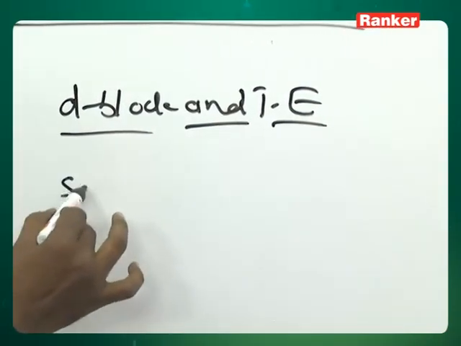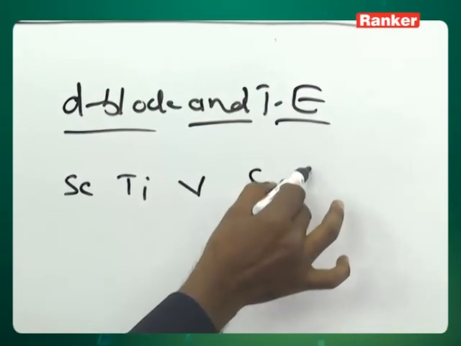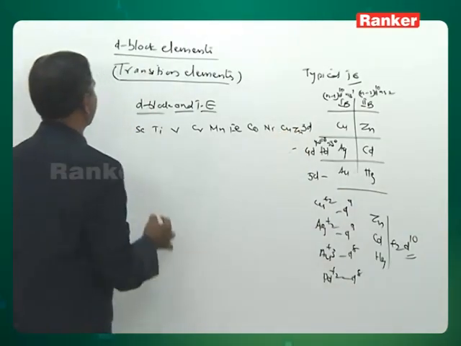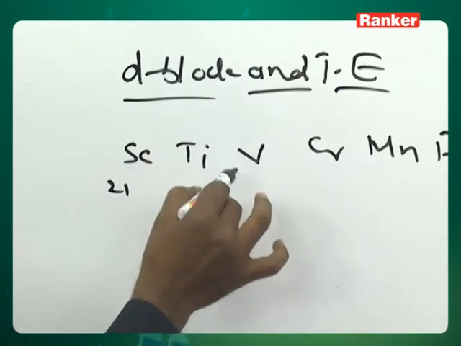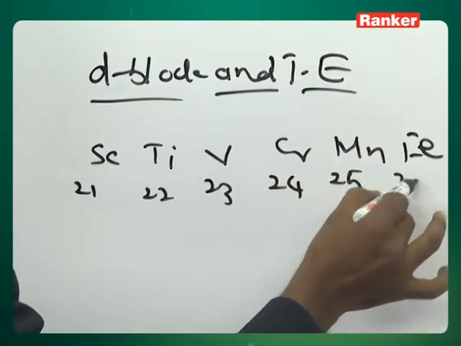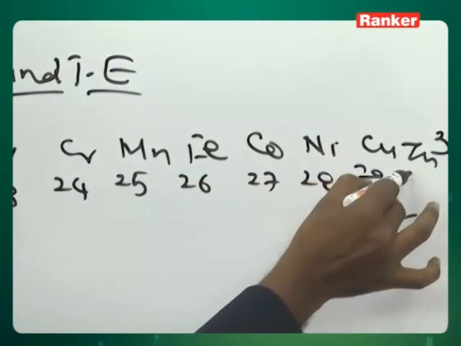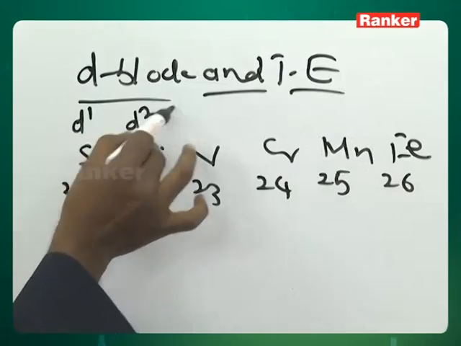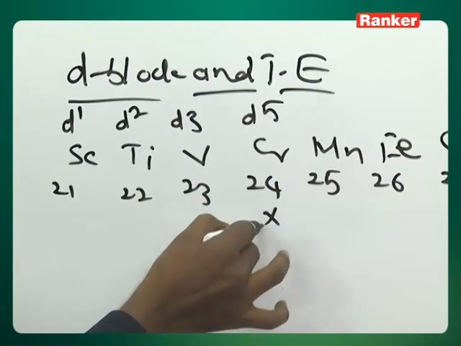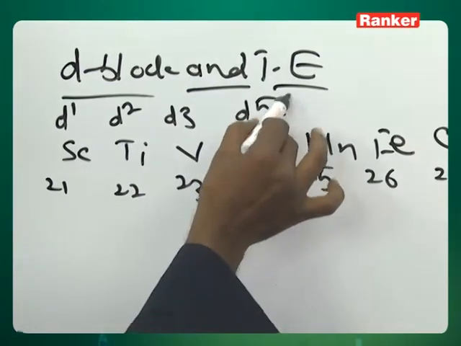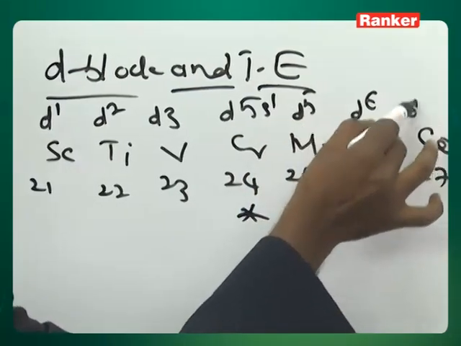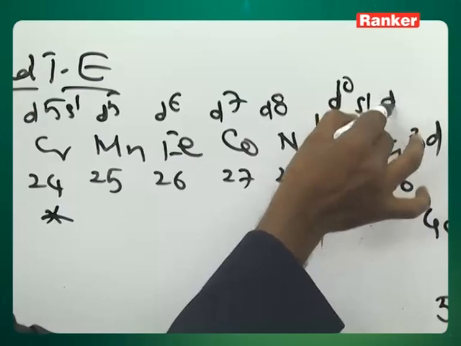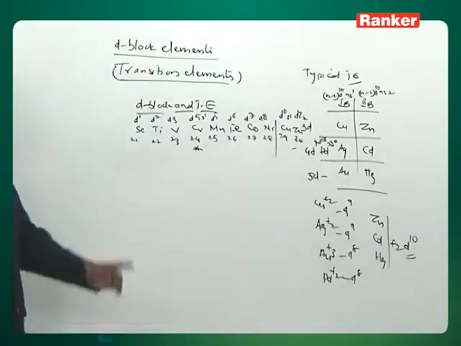Now consider scandium, titanium, vanadium, chromium, manganese, iron, cobalt, nickel, copper, zinc. You know the atomic numbers: 21, 22, 23, 24, 25, 26, 27, 28, 29, 30. Now the electronic configurations: scandium is D1, then D2, D3. This is an exception, you know well. Chromium is D5S1. This is D5S2, D6S2, D7S2, D8S2. Again you know well D10S1, and this is also D10S2. What are you observing?